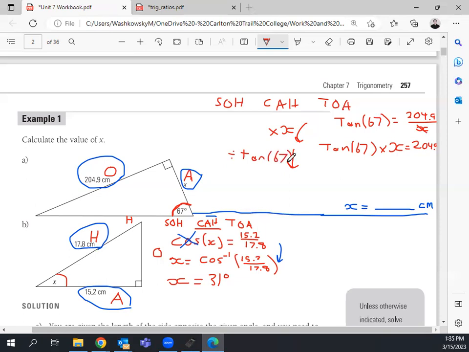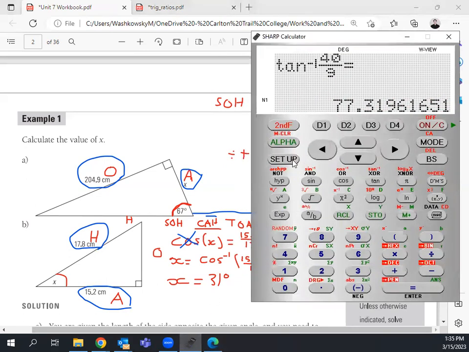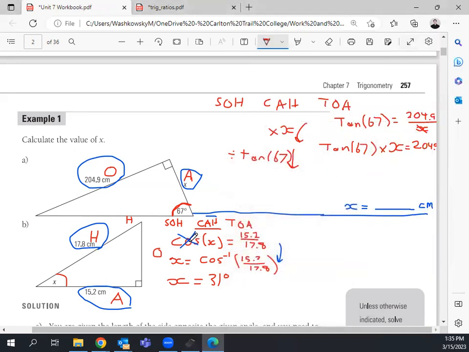Now, here's the other thing most people struggle with. Matthew, you're dividing by tangent. Aren't you going to use the second function symbol? No, you're not. You only use that second function symbol when you're solving for the angle. I'm not splitting them up in this case. I'm moving the whole thing all at once. So now I'm going to divide by this tangent.